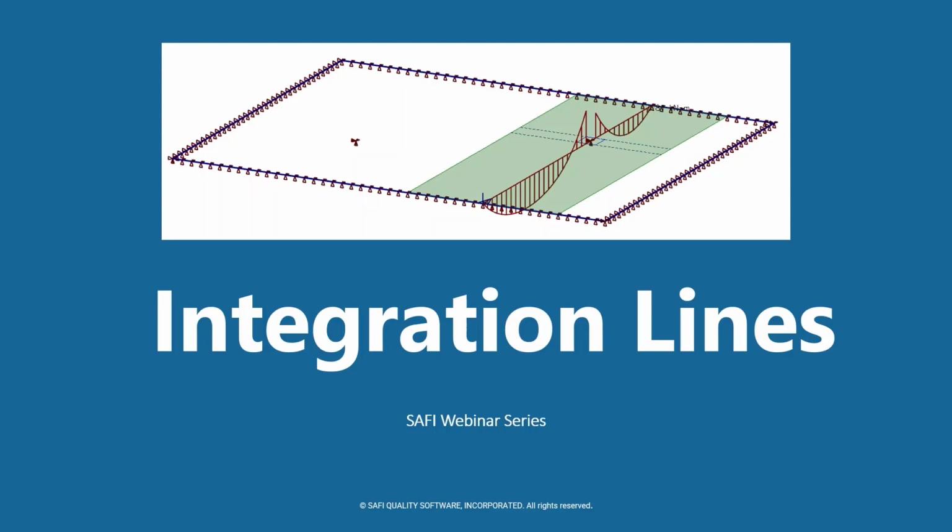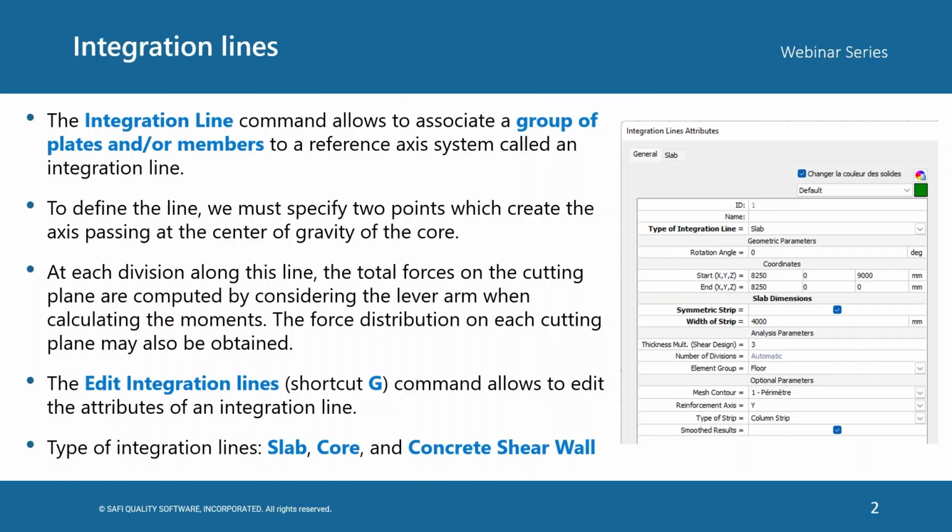In this video, we are going to have an overview of the integration lines command. The integration line command allows us to associate a group of plates and/or members to a reference axis system called an integration line. To define the integration line, we must specify 2 points which create the axes passing at the center of gravity of the core.